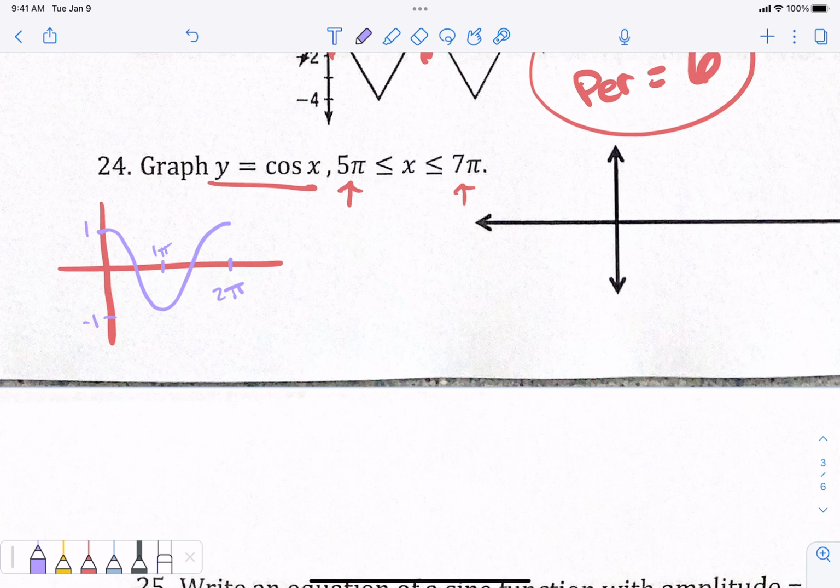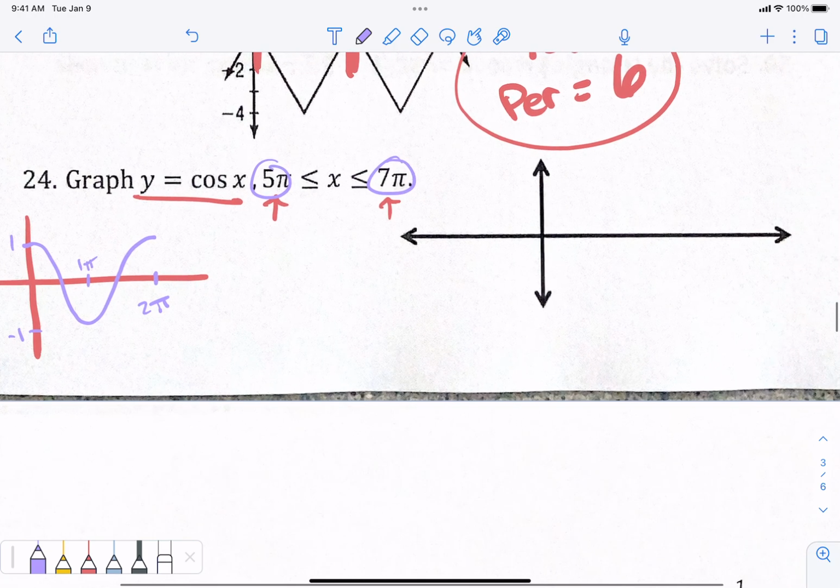Be quiet and listen. This is the graph of cosine, but we are only graphing between 5 pi and 7 pi. Okay? So, 1 pi, it's down here at the bottom. 2 pi, it's up here. 3 pi, it's going to be back down here at the bottom. 4 pi, 5 pi, it's back down here at the bottom, right? 6 pi, it's back up here. 7 pi, it's going to be back down here. So, between 5 and 7 pi, it does this. Does that make sense? We're mapping it out.